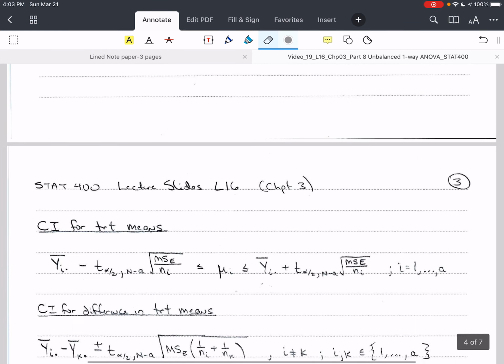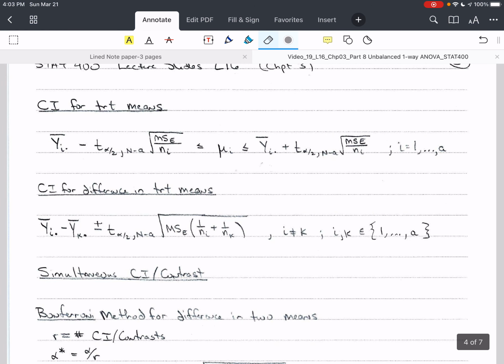All right. Now, we're going to calculate the confidence interval for the treatment means. It's exactly the same, except now, instead of having n, we have n sub i here. And so everything else stays the same. y_i dot bar minus, and this is for the treatment means, which are mu sub i. So y_i dot bar minus our critical value times the standard error of the mean. y_i dot bar plus the critical value times the standard error of the mean. And we can do this for any of the a different treatment means.